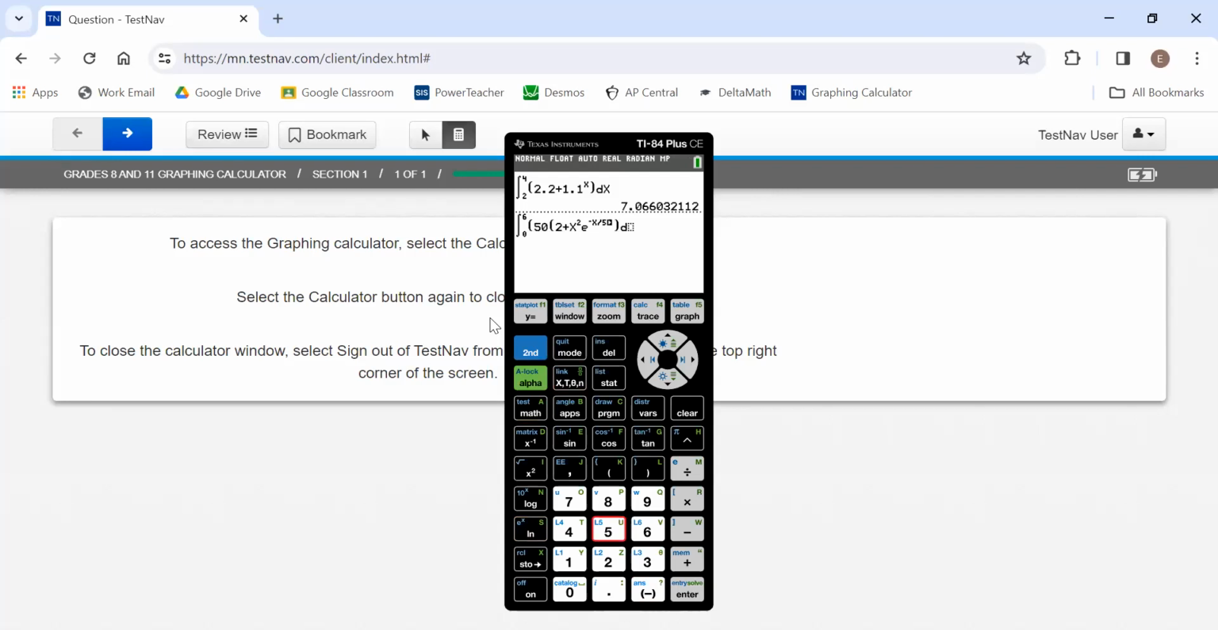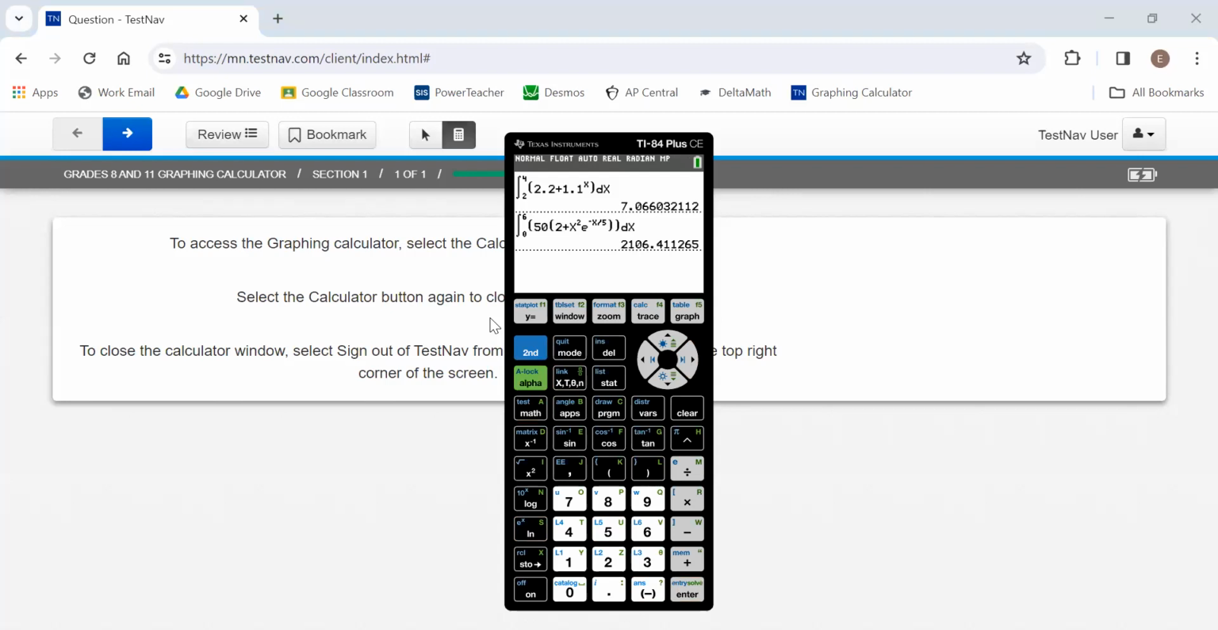And be careful with the negative sign. A lot of people put a minus sign there. If you put a minus sign instead of a negative sign, you're going to end up with an error, and you don't want that. So we've got 50 times 2 plus x squared e to the negative x over 5 dx integrated from 0 to 6. And it looks like that gives us 2106.411265.